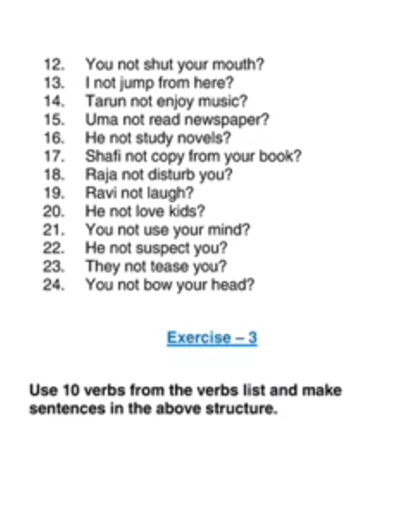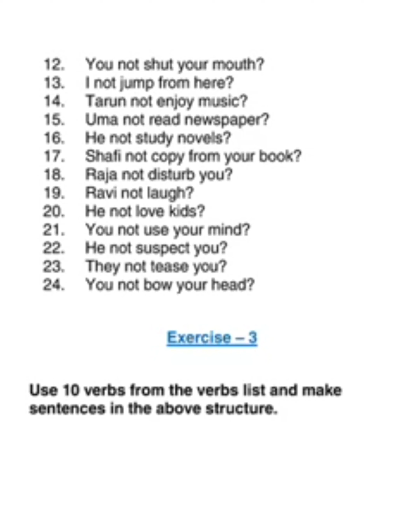Because Raja is third person singular. Ravi not laugh. It's a wrong form. So how do you say it? Ravi is third person singular. So you use doesn't. Doesn't comes before Ravi. Doesn't Ravi laugh? He not love kids. Doesn't he love kids? You not use your mind. Don't you use your mind, because with you have to have don't.